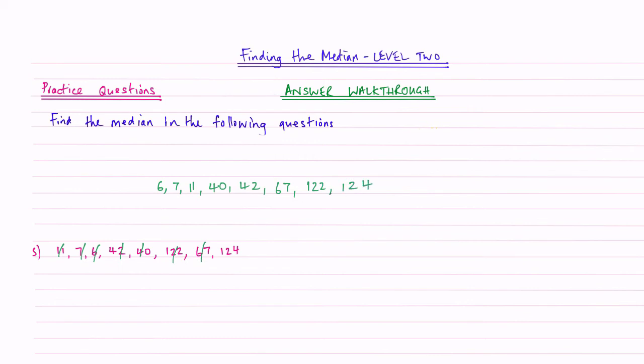Then we're going to strike down from the outside to find two numbers that live in the middle, and we have done. So we've got a 40 and a 42. Add these together. 40 plus 42 gives me 82. 82 divided by 2 gives me 41. And so my median for question 5 is 41.